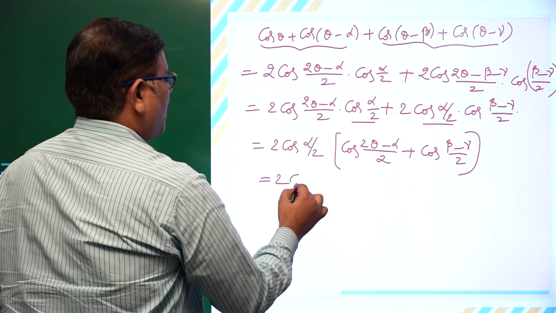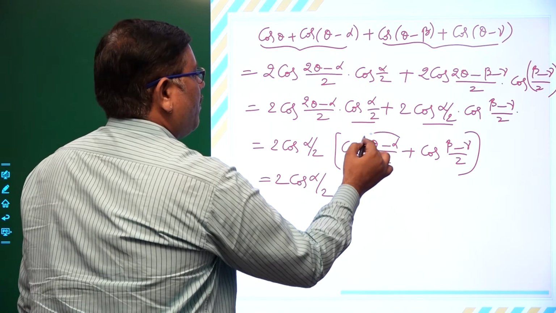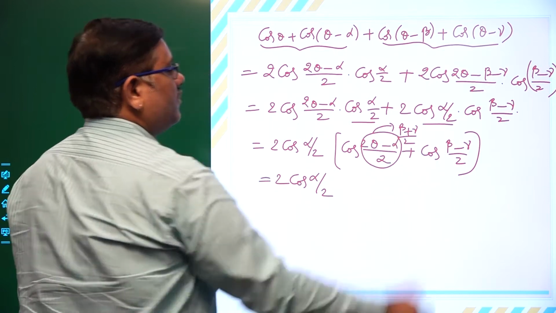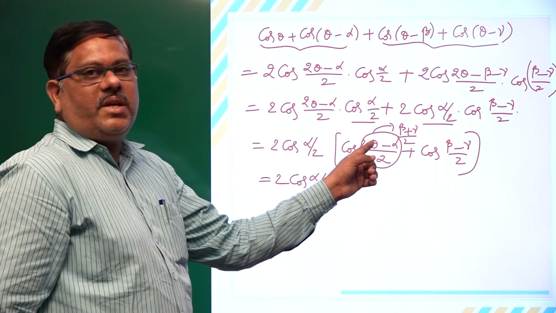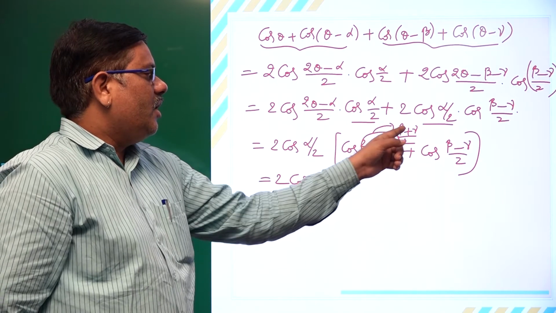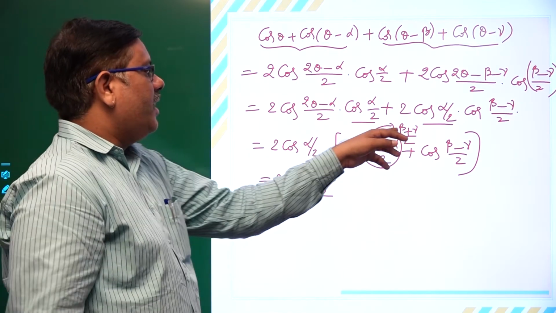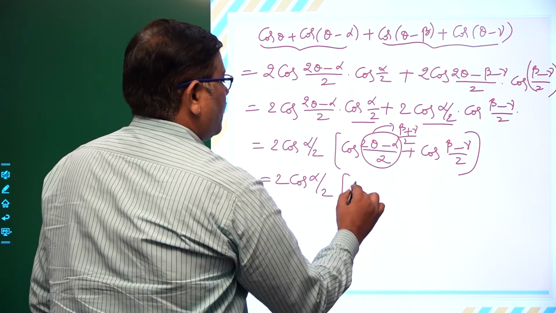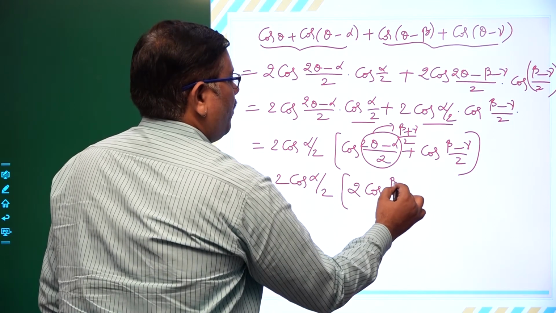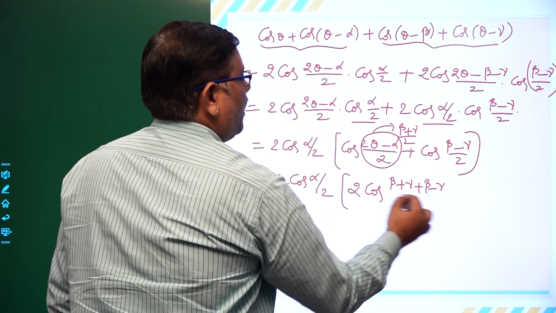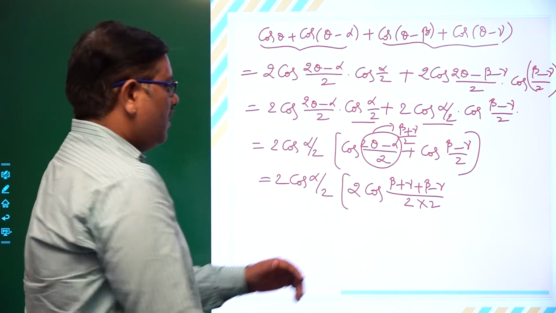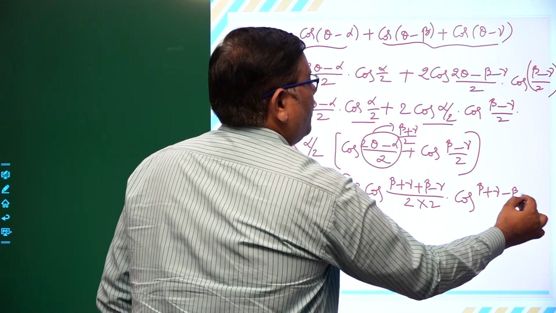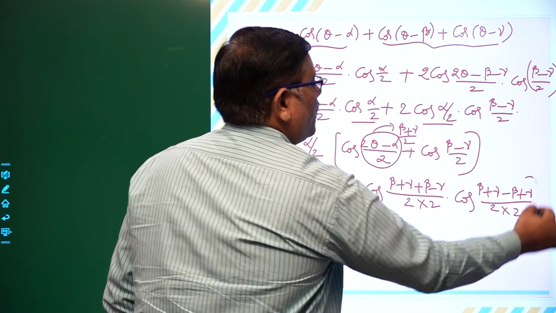So that is 2 cos(alpha by 2). Here (2 theta minus alpha) by 2 we can write as (beta plus gamma) by 2, while 2 theta can be written as alpha plus beta plus gamma. Alpha cancels, so it is (beta plus gamma) by 2. So we have cos((beta plus gamma) by 2) plus cos((beta minus gamma) by 2). So that is cos C plus cos D: 2 cos(((beta plus gamma) plus (beta minus gamma)) by 2 into 2) into cos C minus D, so ((beta plus gamma) minus (beta minus gamma)) by 2 into 2. That is what we can write here.